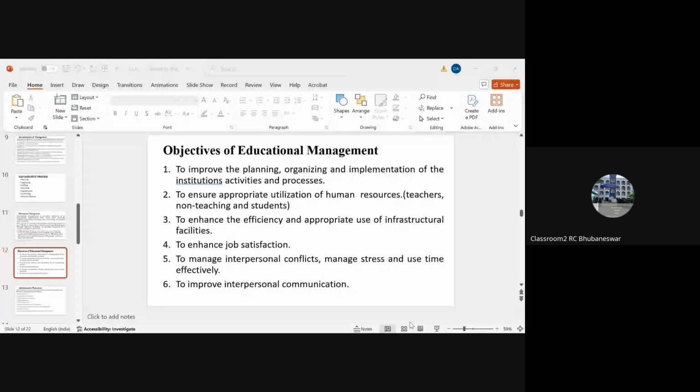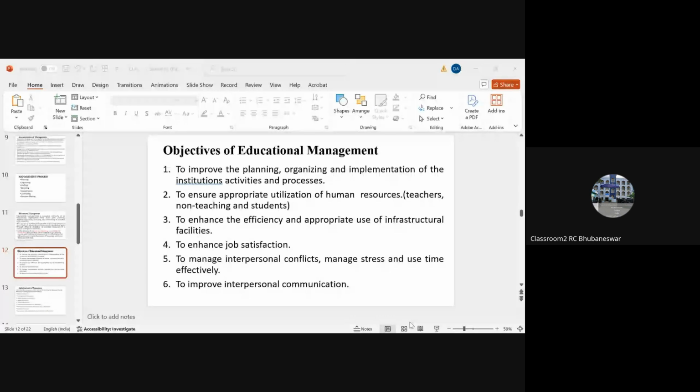Okay, to manage interpersonal conflicts, manage stress and use time effectively. You think the society will grow? The society will grow without interpersonal conflict, without stress, without any difficulty.